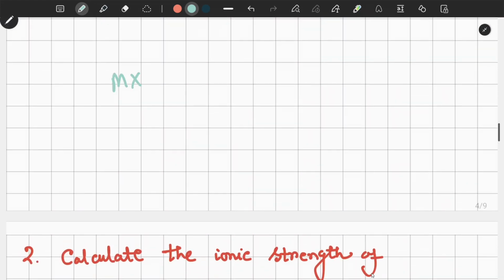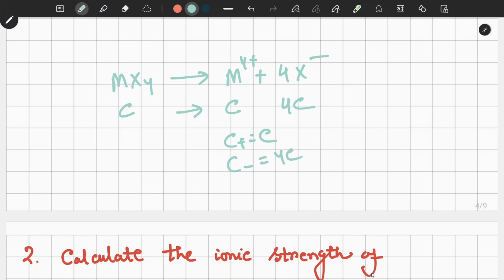MX4 type of salt. If I'm not wrong, that is M plus and 4X minus something. So if the concentration is C, it will be 4C. So C plus is C, and C minus is 4C. And X is 1, Y is 4. So kappa will be 1 to the power 1, 4 to the power 4, and 1 by 5 something.